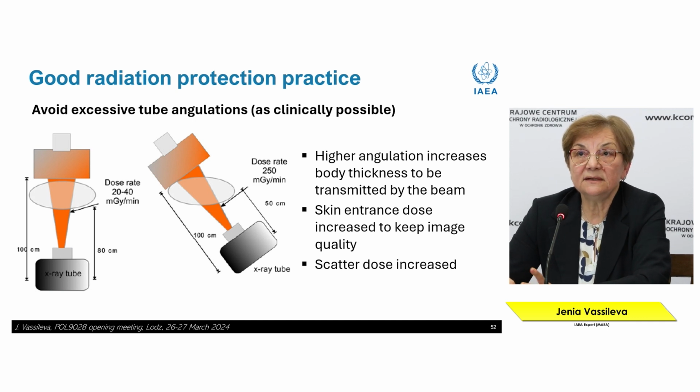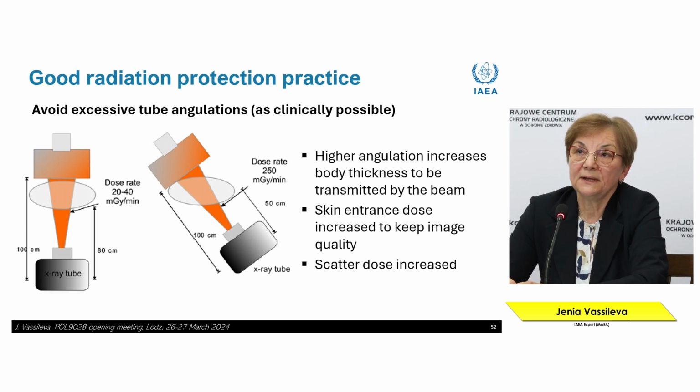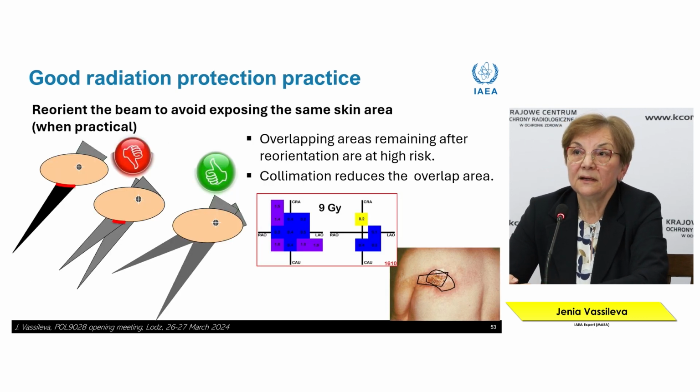For the same reason, excessive tube angulation should be avoided as far as clinically possible, because this increases body thickness and increases the entrance dose to keep the image quality. And of course, scatter radiation is increased. That means, in this case, staff dose is also higher. This is a way to reduce risk for skin injury in a complex procedure: just modifying the tube angulation a little to avoid exposing the same skin area, of course, when practical.